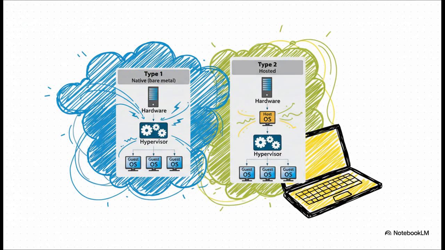Now, this tech comes in 2 main flavors. Over on the left, you've got your Type 1, what they call bare metal. This thing runs directly on the hardware itself, so you get maximum performance. This is the heavy hitter you'll find in big data centers.